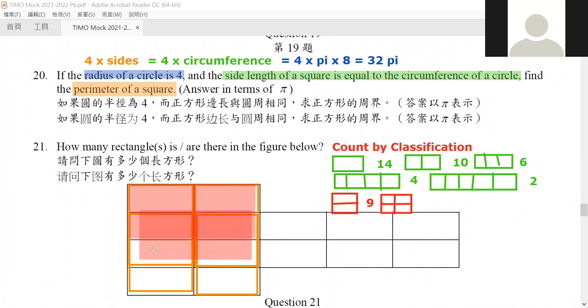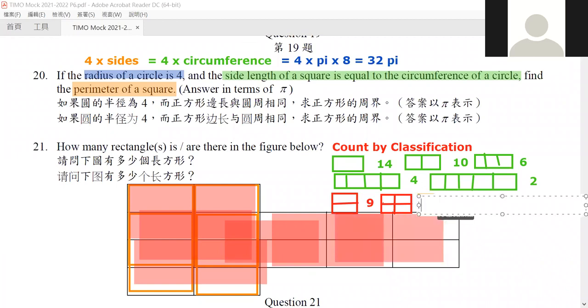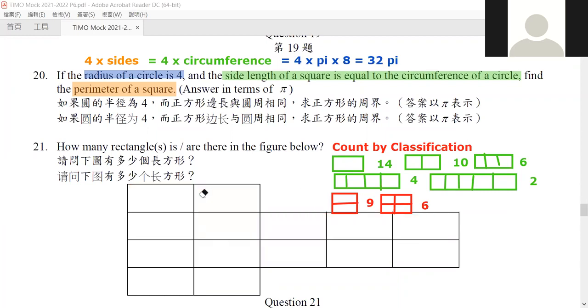Two, three, four, five, six. Okay, so it will be six of them. Now you just keep on counting them all. This method is tedious, but it is the simplest method that you can find.